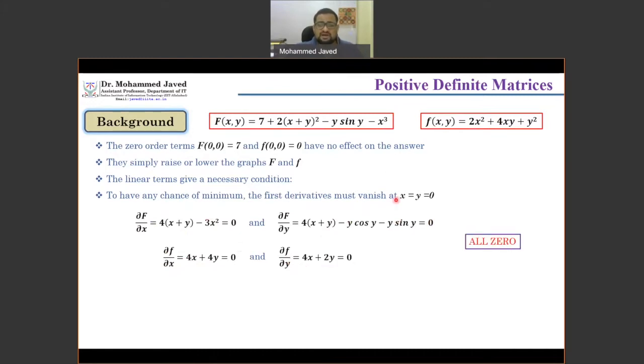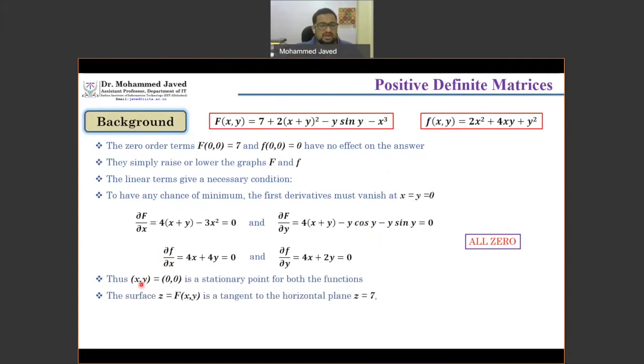Now we can see that the first derivative must vanish at x equal to y equal to 0. We have substituted x and y, and we saw that del f by del x is 0, and del f by del y is also 0. Thus x comma y equal to 0 comma 0 is a stationary point for both the functions. The surface z equal to F of x comma y is tangent to the horizontal plane z equal to 7. So z equal to 7 is the plane.